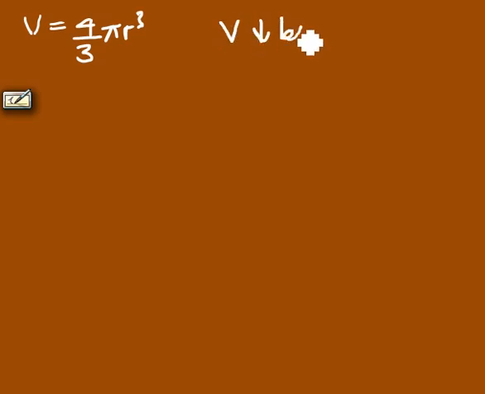So if the volume of a sphere is 4 by 3 pi r cubed, say the volume is decreased by a factor of 27. What happens to the radius?